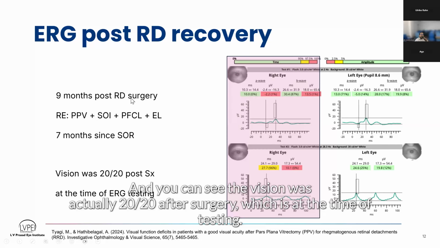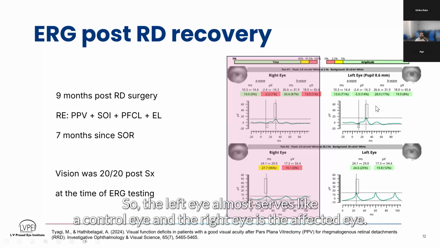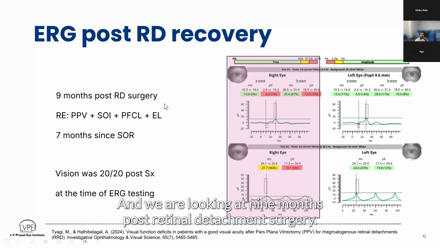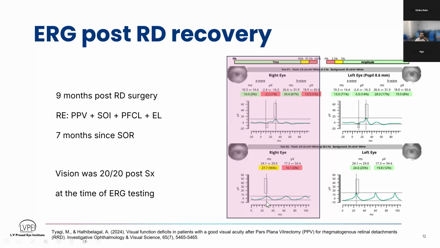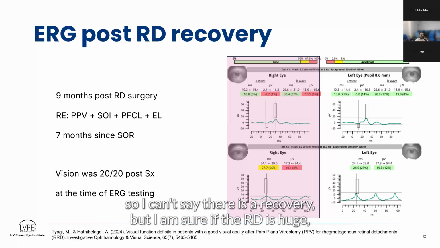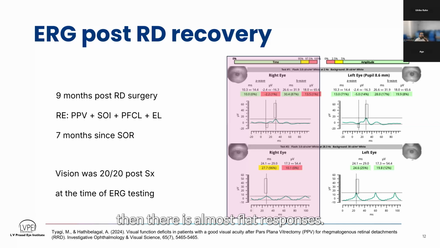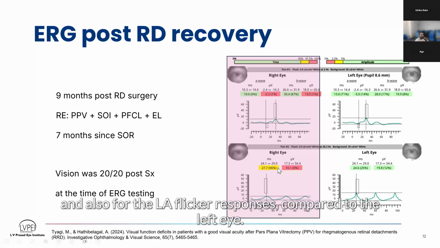You can see the vision was actually 20/20 after surgery, which is at the time of testing. So the left eye almost serves like a control eye, and the right eye is the affected eye. We are looking at 9 months post retinal detachment surgery. I don't have the pre-surgery data, so I can't say there is a recovery, but I'm sure if the RD is huge, then there are almost flat responses. Now compared to the left eye, you can see there is a slight reduction in the LA 3.0 and also for the LA flicker responses.